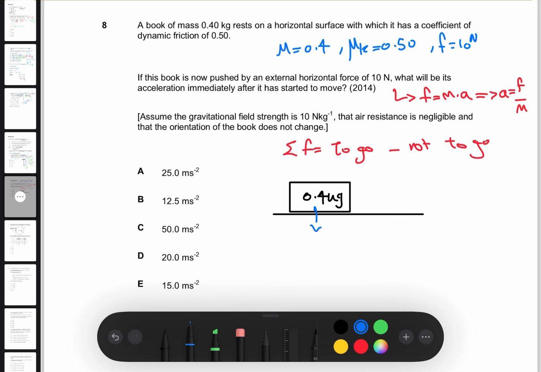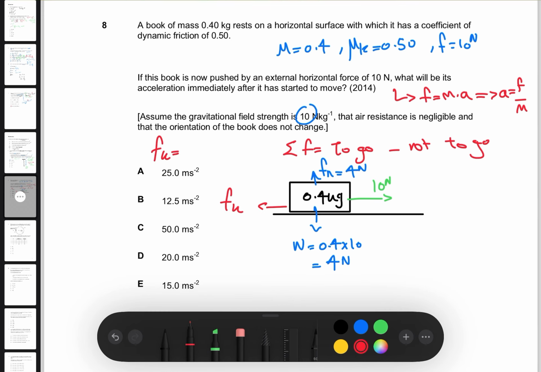Keep in mind that this is going to exert a weight on the ground, and the weight of the object is mass times gravity, so it's 0.4 times 10. The question says gravity is 10, so the weight is 4 newtons. That would mean the upward force, or the normal force, Fn, is also 4 newtons. Now, the forward force pushing this object forwards is 10 newtons, but we have to find the frictional force, Fk.